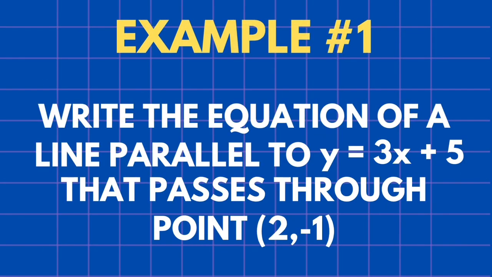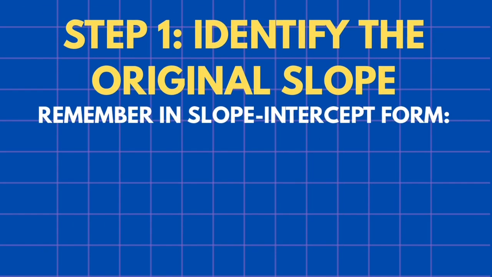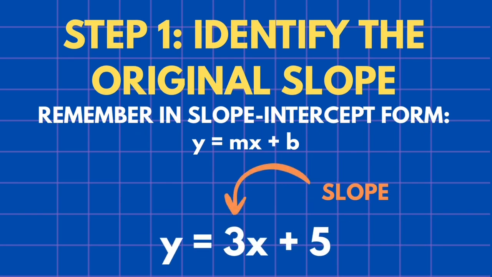Write the equation of a line parallel to y equals 3x plus 5 that passes through the point (2, -1). Step 1 is to identify the original slope. To do so, we need to remember slope-intercept form, where y equals mx plus b, and m represents the slope. Looking at our given equation, we can see that m equals 3.